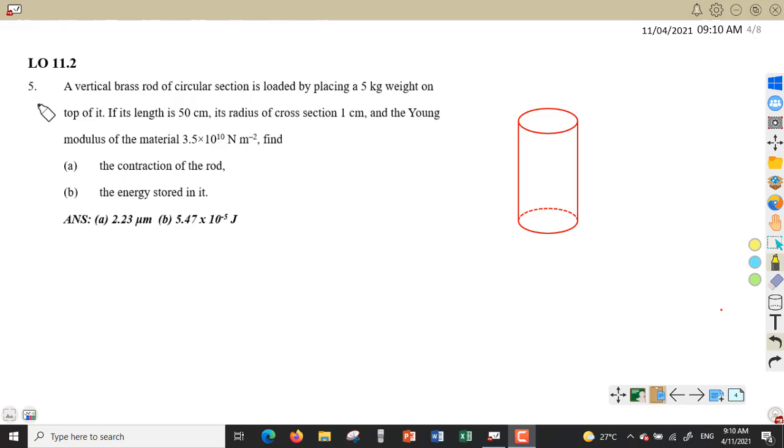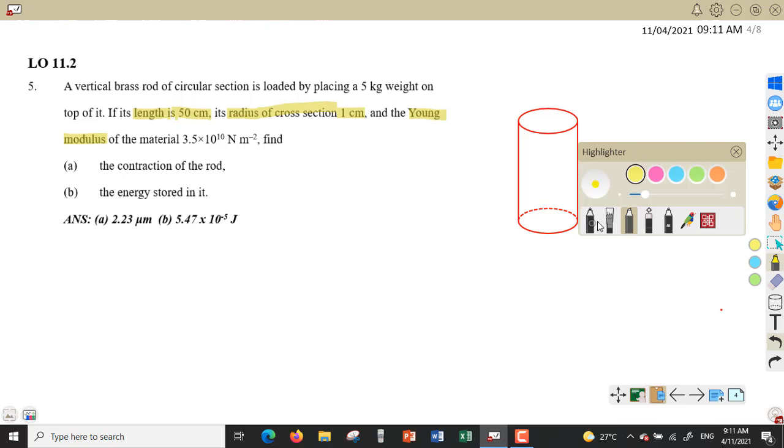Hello boys and girls, question 5. We have a vertical brass rod of circular sections. It's loaded by placing a 5 kg weight on top of it. If its length is 50 centimeter, the radius of cross sections is 1 centimeter, and the Young modulus of the material, brass, is 3.5 to the power of 10 Newton per meter squared. We want to find the contraction of the rod and the energy stored in it.